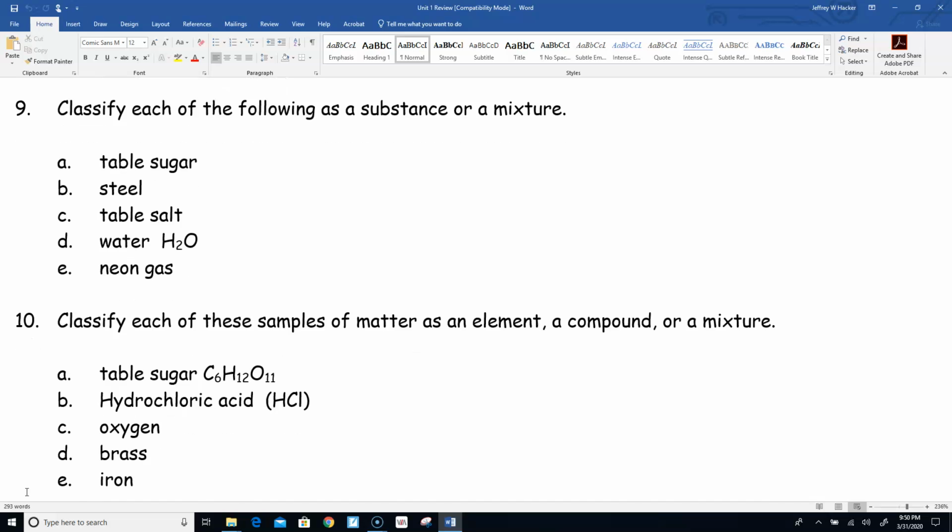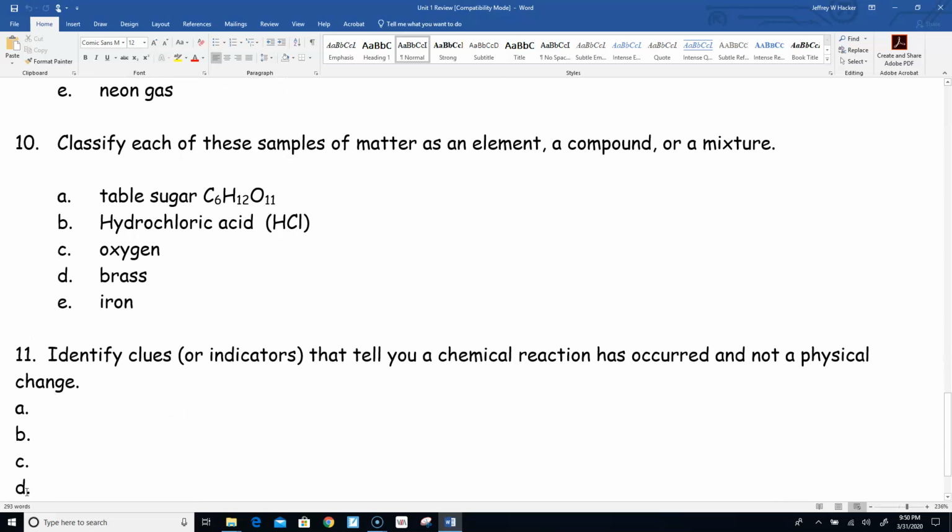For number 10, classify the following as either an element, compound, or a mixture. Sugar, there is a formula for it. That's a compound. Hydrochloric acid has a formula. That's a compound. Oxygen is an element. Brass is a mixture. Okay, it's a physical blend of copper and zinc. And then iron is an element, Fe.